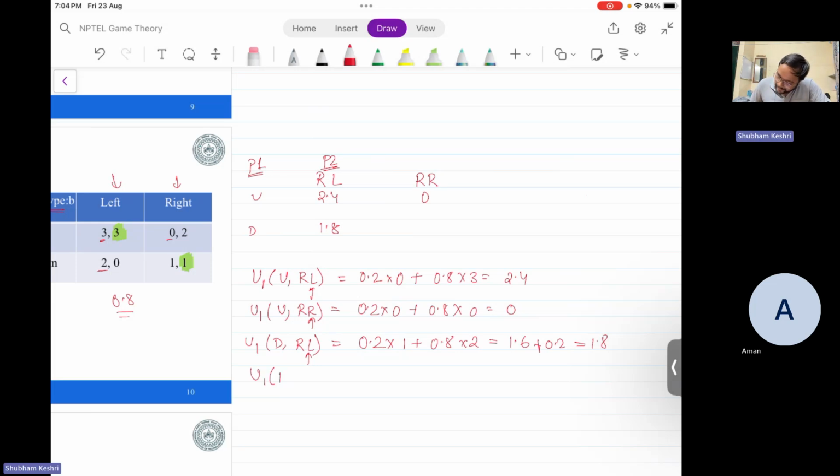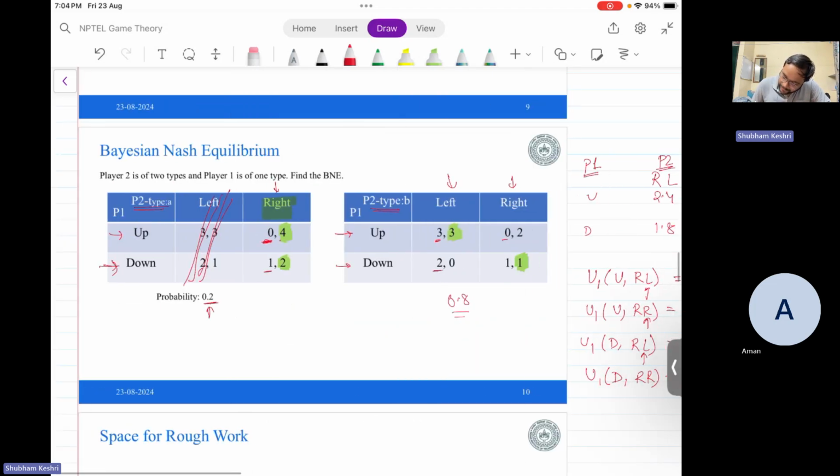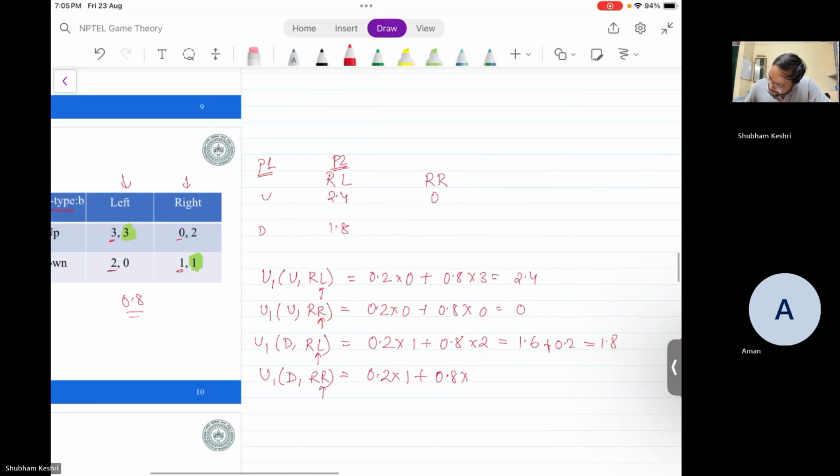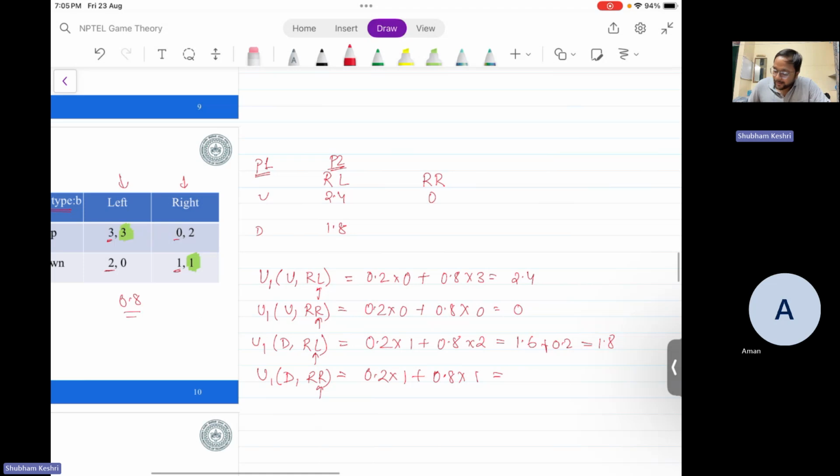Utility of player 1 when he plays down and the other player is playing RR. It will be 0.2 times, where he is playing down and 2A is playing R, so his utility will be 1, plus 0.8 times, where he is playing D and the other player is playing R, which is again 1. So this will become 1.